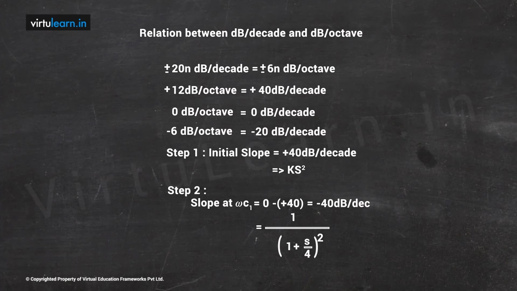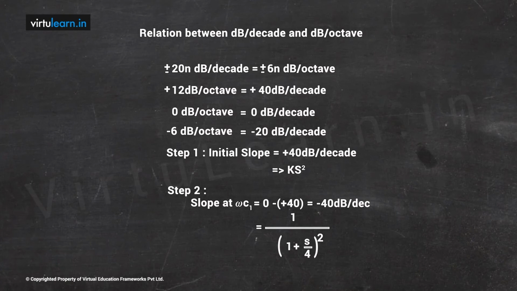Then 0 is 0 only. Again I have plus 6 dB per octave, that will be plus 20 dB per decade. And the last slope is minus 6 dB per octave, which means minus 20 dB per decade. So whenever dB per octave values are given, it is always better to convert them into dB per decade because all our calculations are with respect to dB per decade.